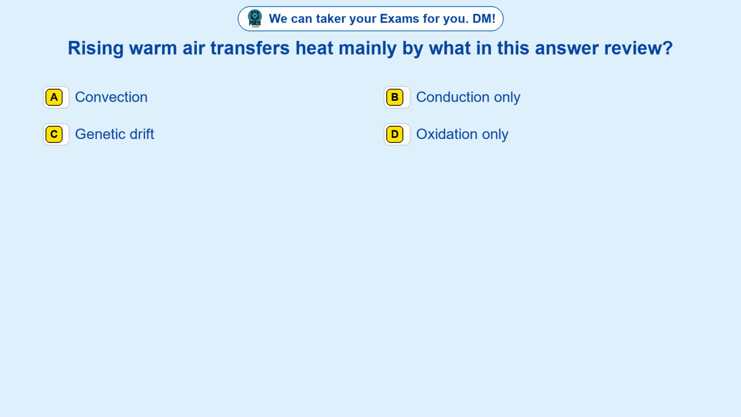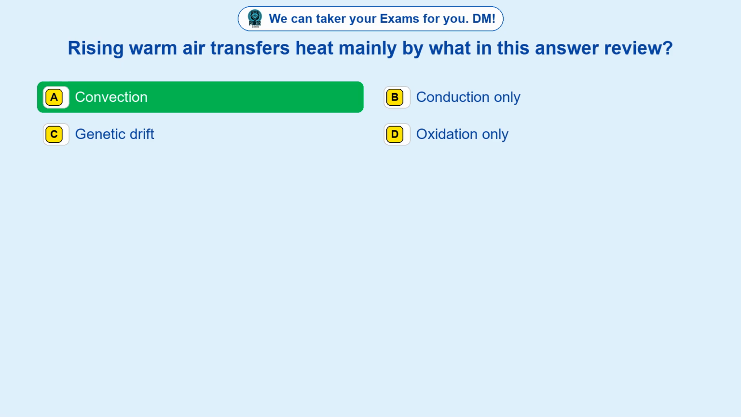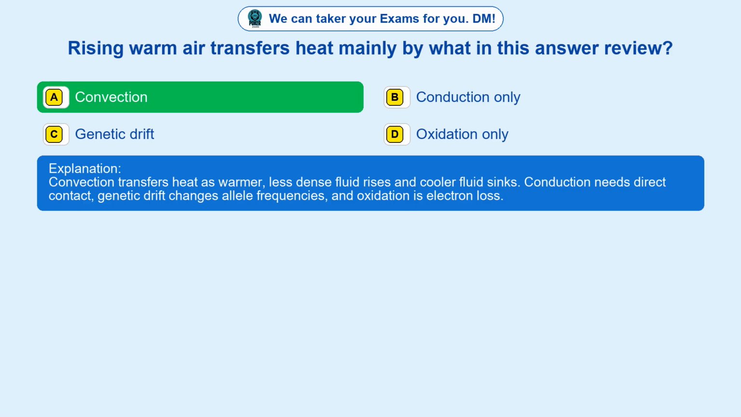Question 76. Rising warm air transfers heat mainly by what in this answer review? Option A, convection. Option B, conduction only. Option C, genetic drift. Option D, oxidation only. The correct answer is option A. Convection. Convection transfers heat as warmer, less dense fluid rises and cooler fluid sinks. Conduction needs direct contact, genetic drift changes allele frequencies, and oxidation is electron loss.